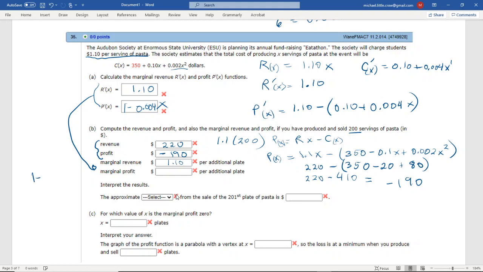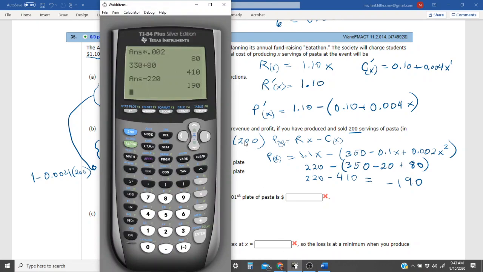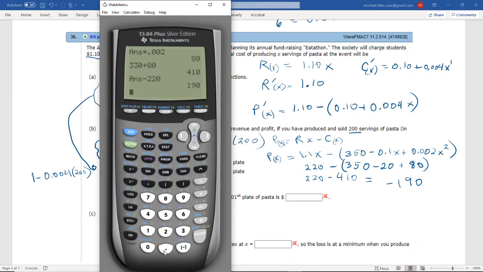So we've got 1 minus 0.004 times 200. That's going to be 80. No, it can't be 80. 8 maybe. So I go 0.004 times 200. Let's just do it this way. 0.8. That makes more sense, because you can't lose that much money. And so 1 minus 0.8, you're going to lose 20 cents. You're losing 20 cents at this point per plate.